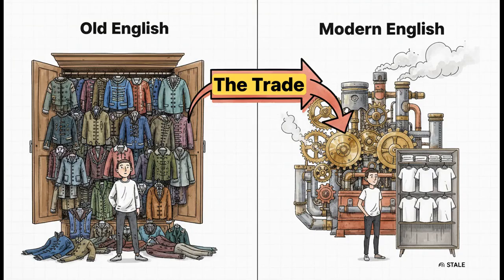So, if there's one thing to take away from all this, it's this. English made a trade. It swapped its huge, complicated wardrobe of word endings, its uniforms, for a much simpler four-piece outfit. But to make up for all that lost information, it had to build a bigger, more powerful engine room of auxiliary verbs like be, have, and will to do all the heavy lifting.